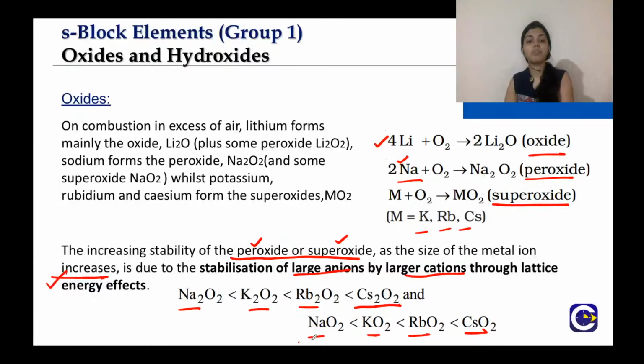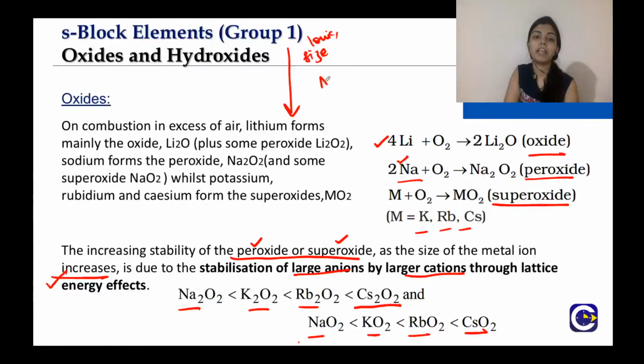Because peroxide and superoxide are larger in size, they are stabilized by larger cations, and already we know that down the group, size increases. Ionic size also increases as well as the atomic radii.